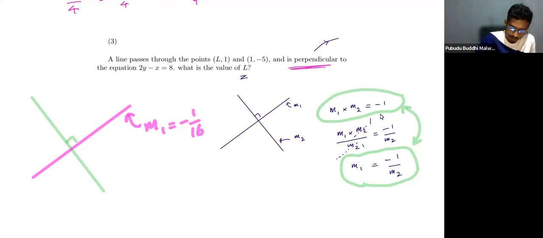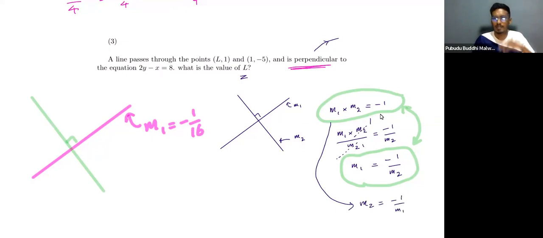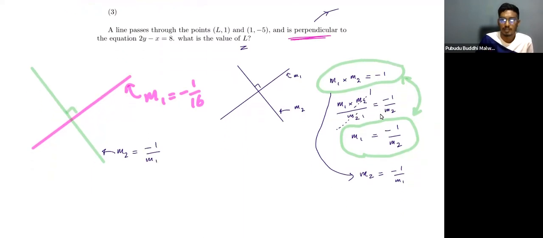Actually here, if you want to, you can build another equation: M2 equals minus 1 over M1. That's the same thing, right? The negative reciprocal of the other slope. So hence this slope equals minus 1 over M1. Then you can compute that, right? So that is, in this case, minus 1 over minus 1 over 16. So that's quite interesting, I think.